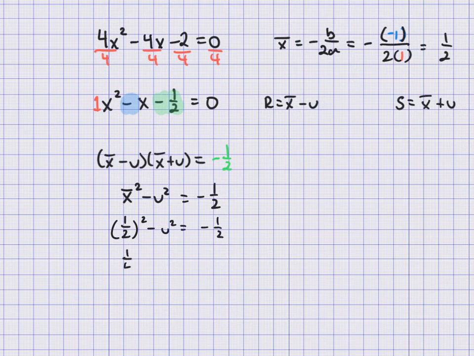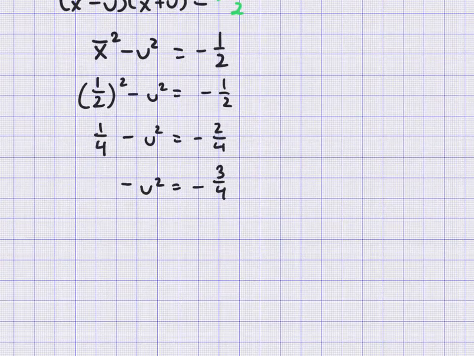So this here becomes 1/4 minus u squared is equal to, and I'm going to convert this to fourths while we're here, negative 2/4. And now when I subtract 1/4 from both sides, I get negative 3/4. And take the opposite of both sides to get u squared is equal to 3/4. And lastly, u is equal to plus or minus radical 3 over 2. Remember what I did there? I took the square root of the numerator and denominator.